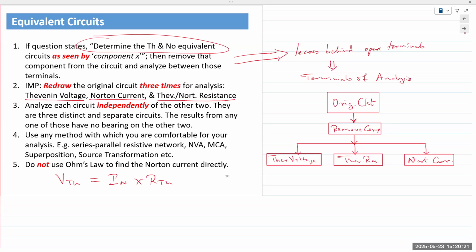You solve this using series-parallel analysis, node voltage, mesh current, superposition, any technique that you think would help. So again, the circuit analysis techniques are not new. We're using the same old circuit analysis techniques that we learned in the earlier chapters 1, 2, and 3. No difference. We are simply applying those techniques to determine these new quantities.